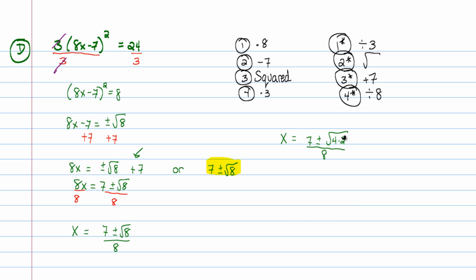So I could break that up to be 7 plus or minus the square root of 4 times the square root of 2 all over 8. And the square root of 4 is just going to be 2. So it's 7 plus or minus 2 square root of 2 all over 8. That's one little note I have to mention.